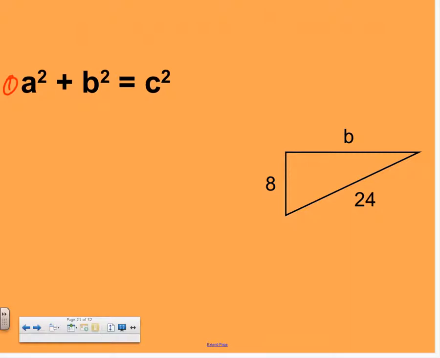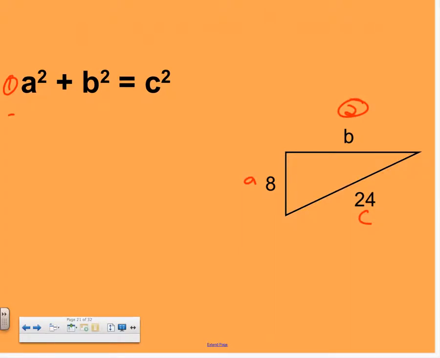Well, this time we know what B is. We have to label A and C. Well, we know that C is always the hypotenuse. It is always the longest side. So 24 must be C. And by process of elimination, we know that 8 would be A. So we have number 1 written out, A squared plus B squared equals C squared. Number 2, we have labeled the sides.